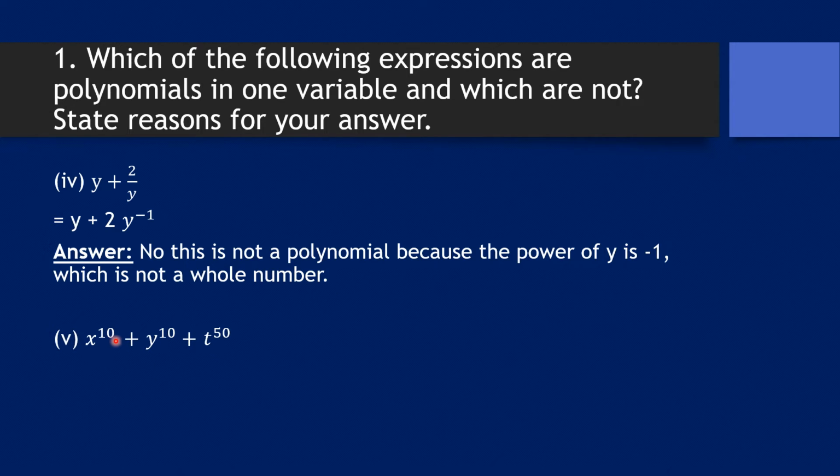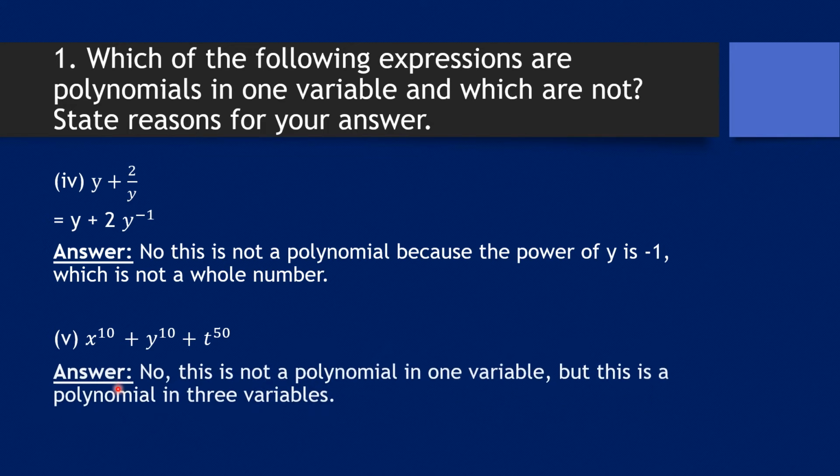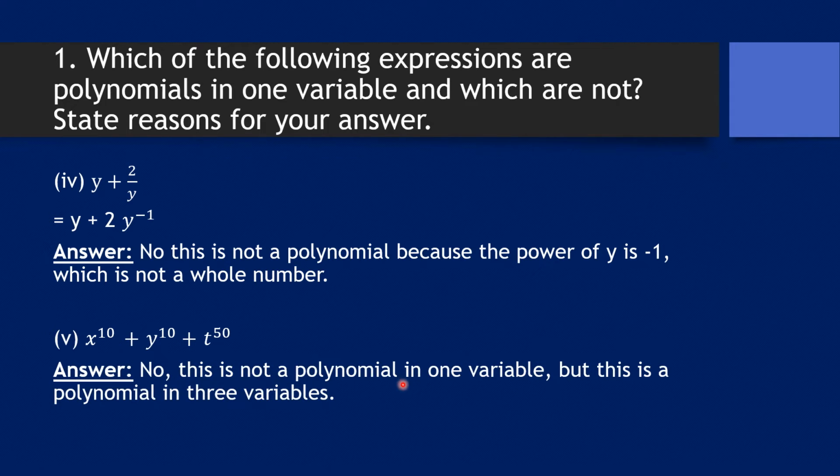x raised to the power 10 plus y raised to the power 10 plus t raised to the power 50. This can be a polynomial in more than one variable, but as this is not a polynomial in one variable, we'll write it. This is not a polynomial in one variable, but this is a polynomial in how many variables? Very good. That is 3 variables. So let's move on to the next question.